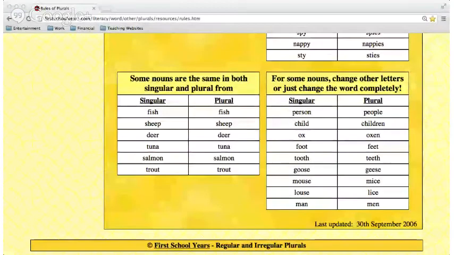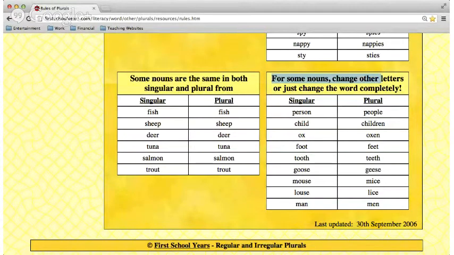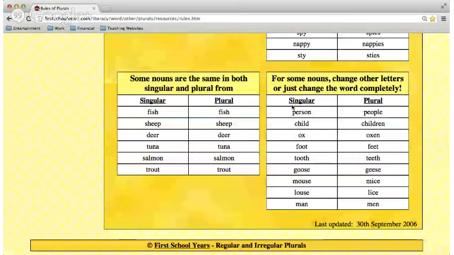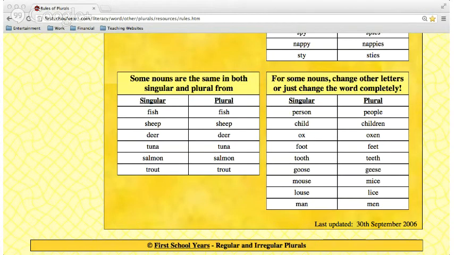Okay. And all right, so our next chart here, for some nouns, we change other letters or just change the word completely. So here we're going to the singular person, plural people. The word changes completely. All right. Hamdi, let me have you read through this chart, please. Person, people, child, children, ox, oxen, foot, feet, tooth, teeth, goose, geese, mouse, mice, louse, lice, man, men.